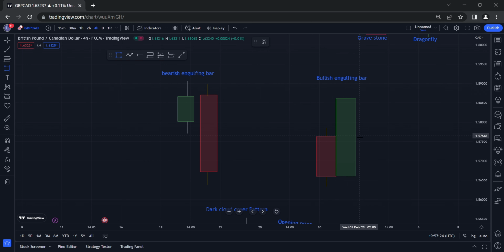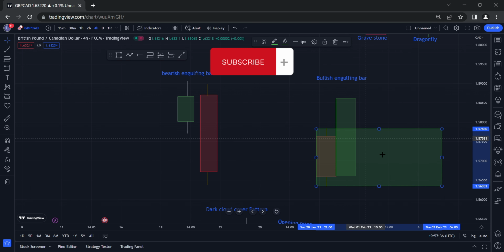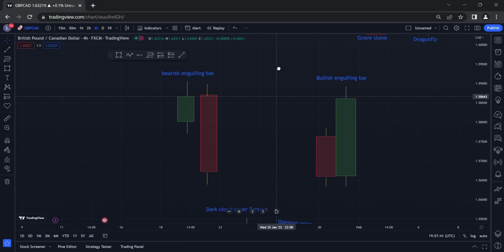So we mark it like this. If we are in supply and demand or price action, the upper wick and the lower wick of the first candle, that's what we mark, to become our demand zone. Okay, let me go to the next one.